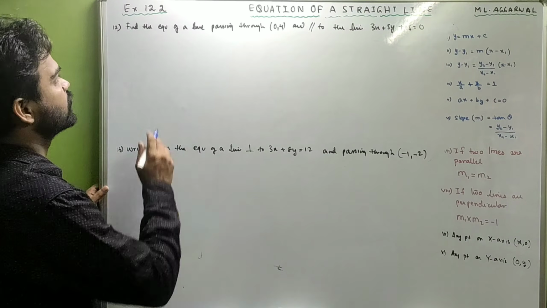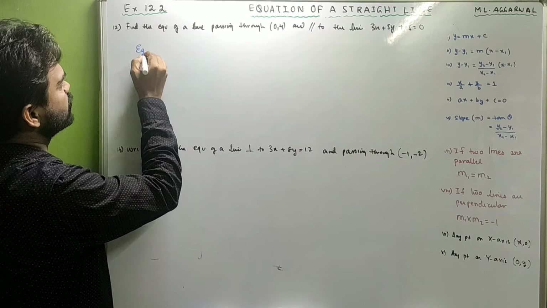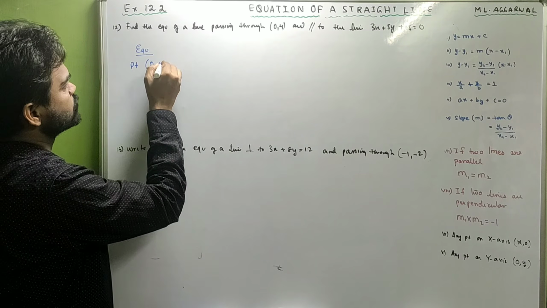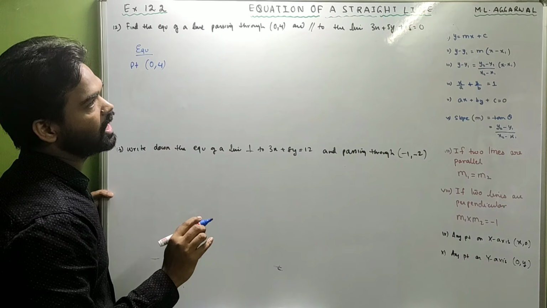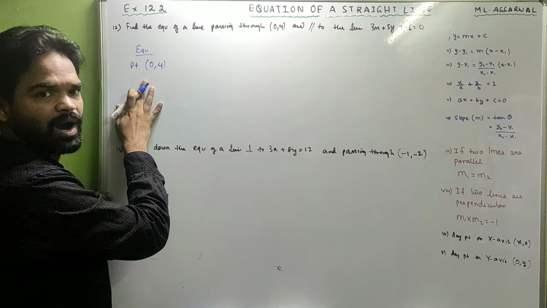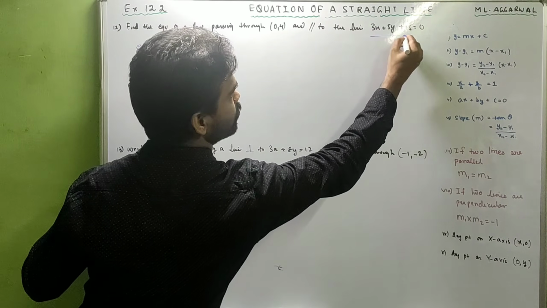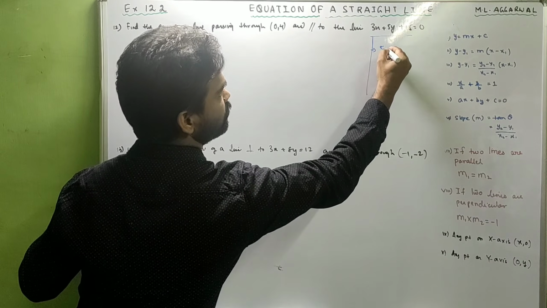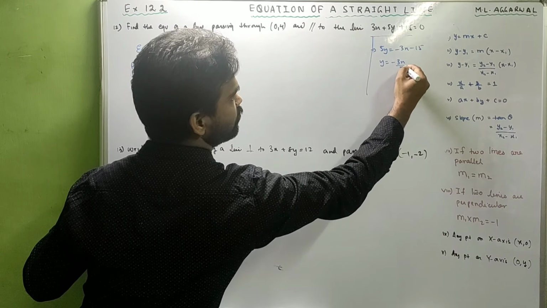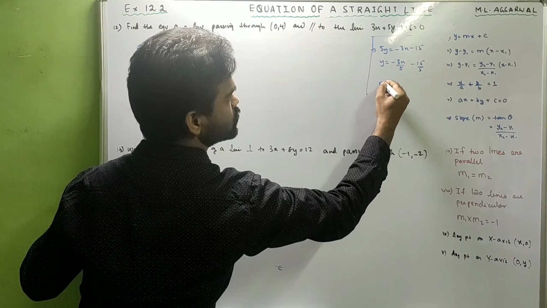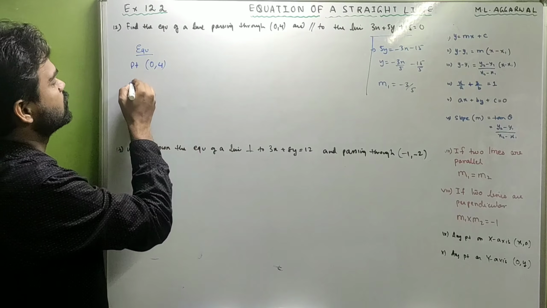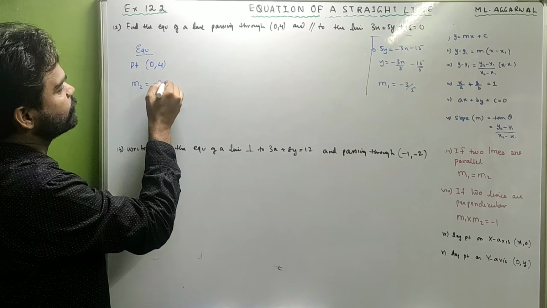Now look at sum number 12. We need to find the equation of a line which passes through (0, 4), which means a point is given, and it is parallel to the line 3x + 5y + 15 = 0, which means the slope of this line and the slope of the required line will be the same. First find the slope of this line. We know how to find it. 5y = -3x - 15. So y = -3x/5 - 15/5. So your slope m1 is -3/5. Since these two lines are parallel, the slope m2 over here will be -3/5.